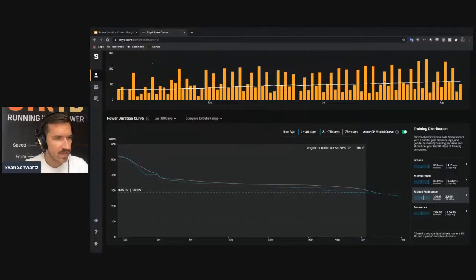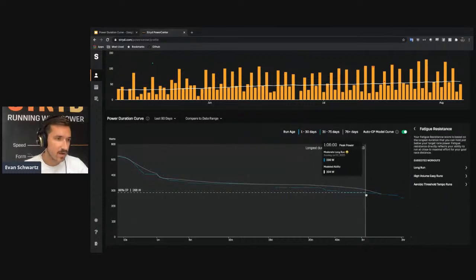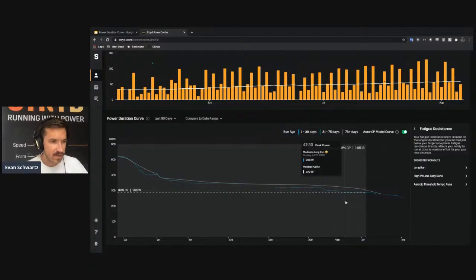So I think this probably comes from a 10-mile effort that I did in the middle of a long run, and I can actually understand and see exactly where this run comes from. I can see that this whole section right here comes from the moderate long run, and I was able to output 286 watts, which is 88% of my critical power. Able to output that for about 1 hour and 6 minutes.